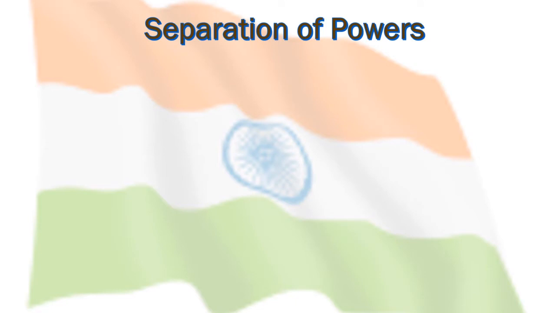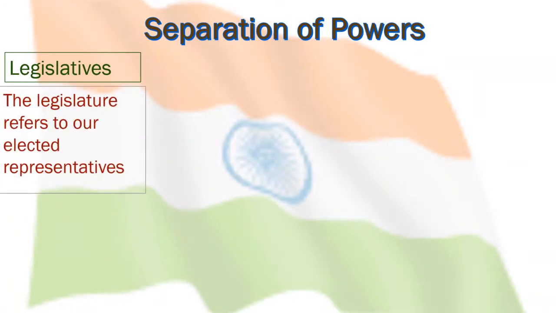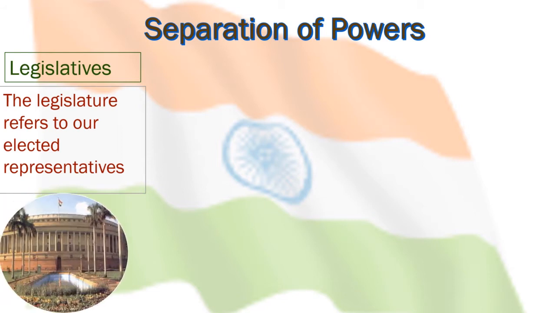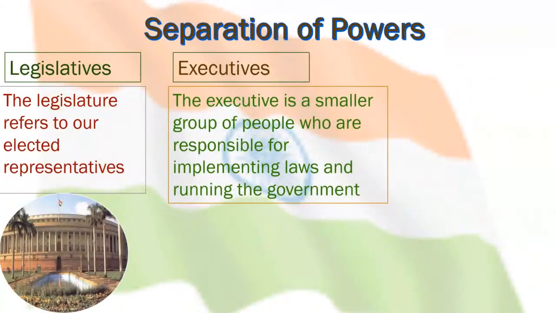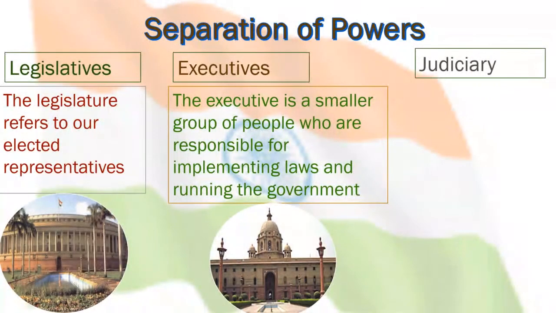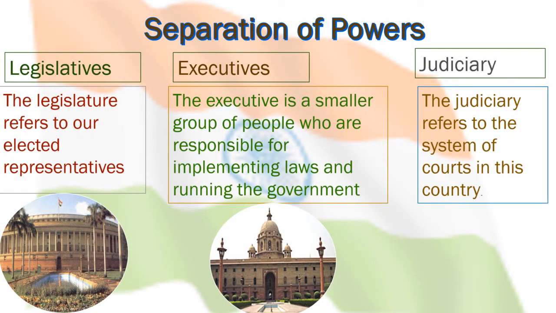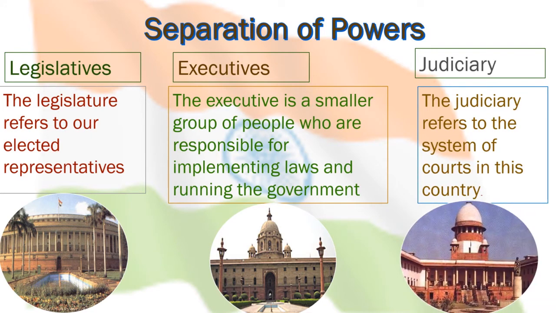Next, separation of power. It is very important to separate powers because if it will be in one's hand, they can misuse. So herein we have legislative, executive and judiciary. Legislative refers to our elected representative. Executive is a smaller group of people who are responsible for implementing laws and running the government. Judiciary. Judiciary refers to the system of courts in this country.